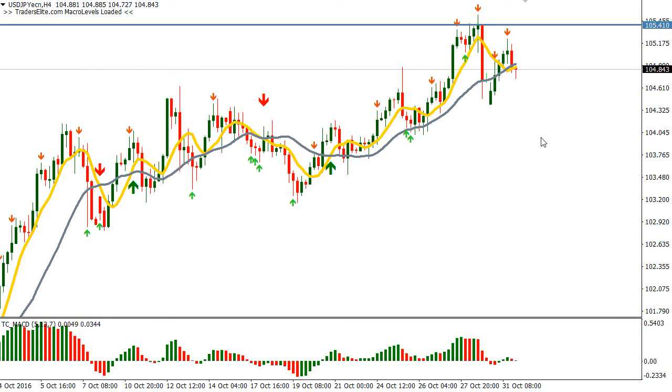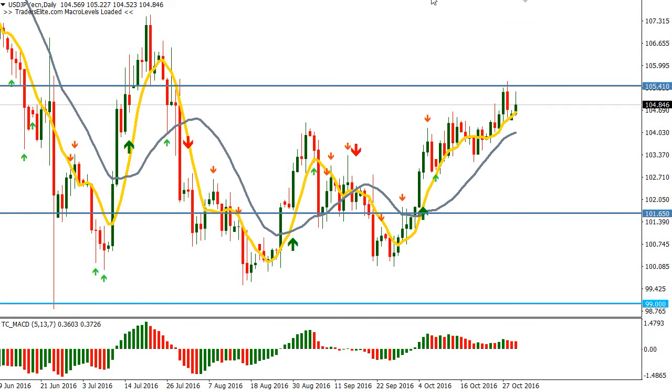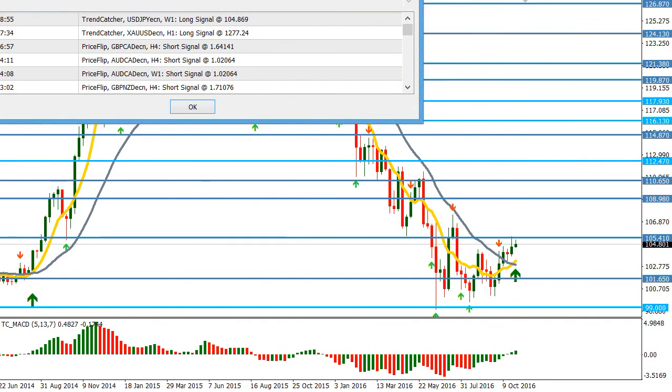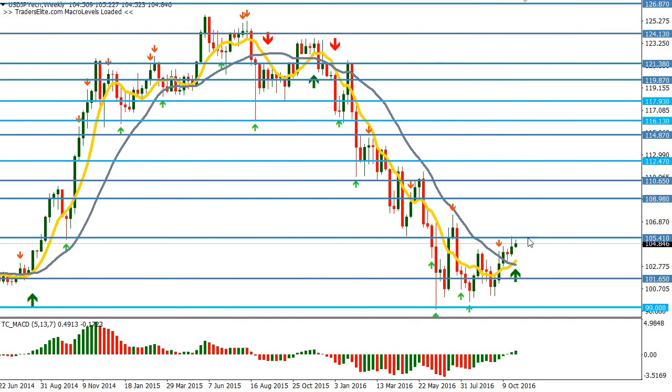Dollar yen could be a great trade, and we're seeing a new 4 hour price flip occur here. So, there's a couple of ways of getting involved in this trade. And, once again, if it breaks that 105.41 level, then it could be fantastic because, you can see on the weekly here, we've got a lot of room to move here, back to those previous highs from beginning of the year and late last year.